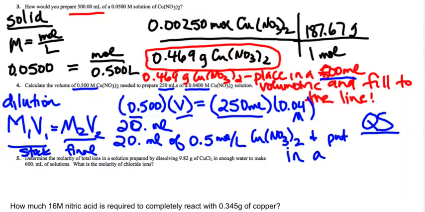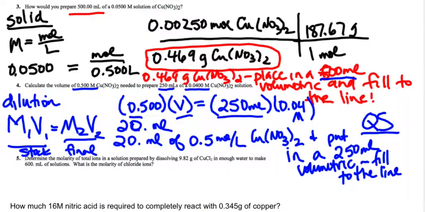What kind of volumetric flask? A 250 mL volumetric, and then what am I going to do? QS or fill to the line. That way, in case they're not 100% additive, I'm not worried about it.